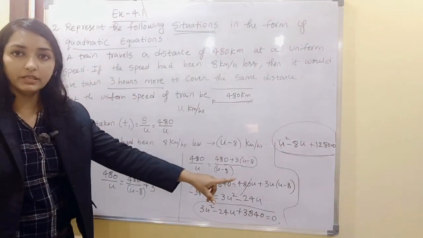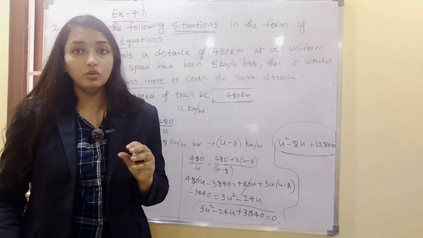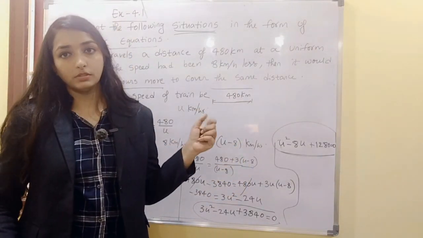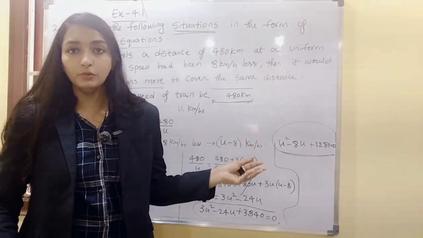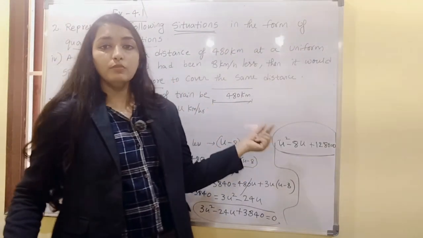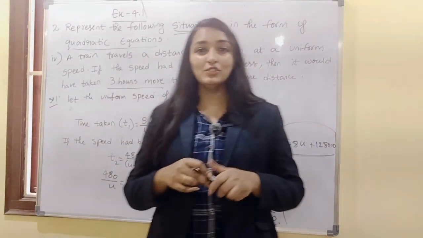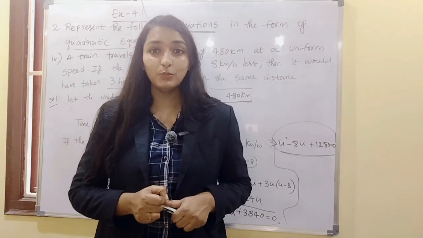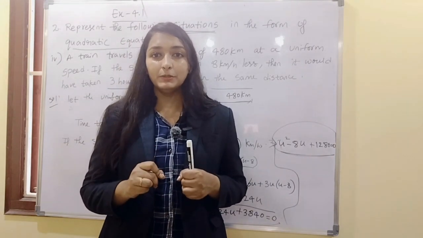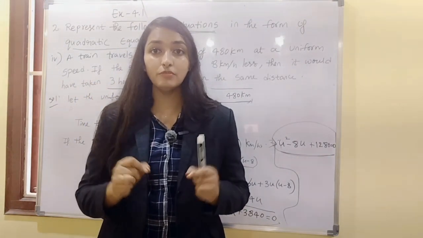What is u here? That is the uniform speed of the train. If you know how to solve the quadratic equation, then you can find the u values. This u will satisfy this quadratic equation. I hope you understood what a quadratic equation is, what the standard form of the quadratic equation is, and how to represent the given problem in the form of a quadratic equation.